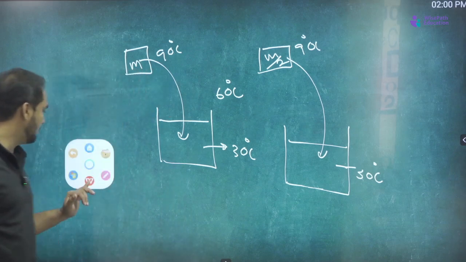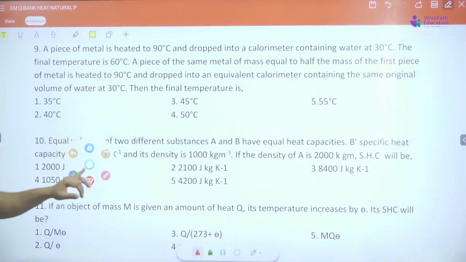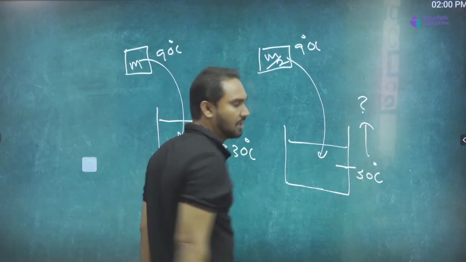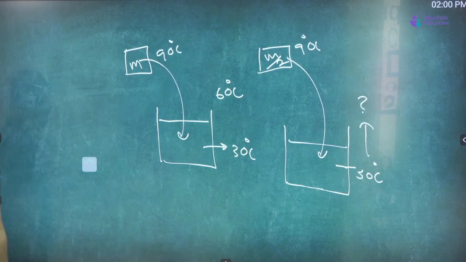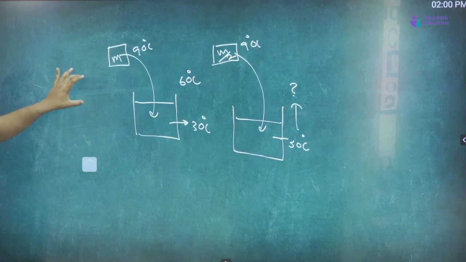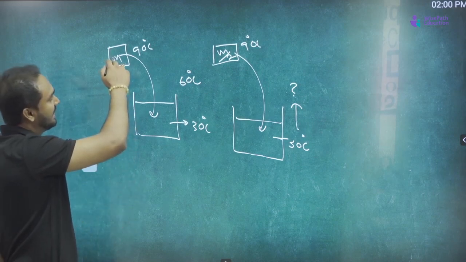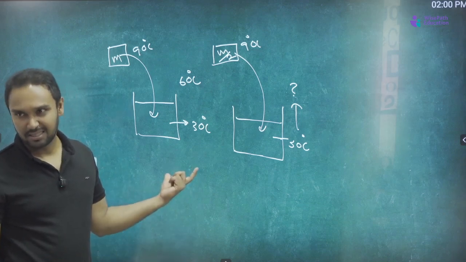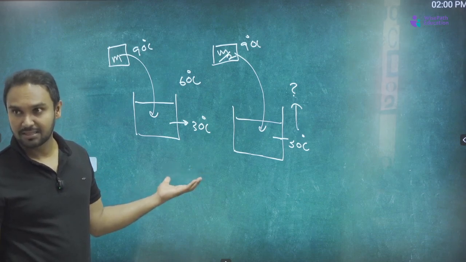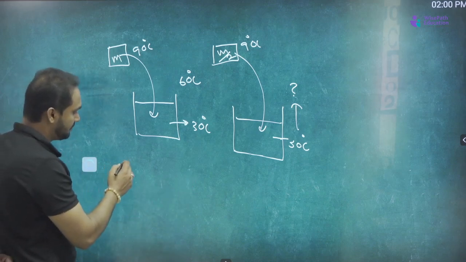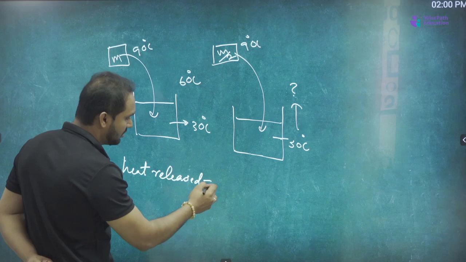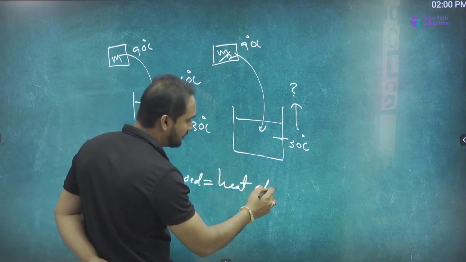And they are asking for the final temperature of this, right? So how are you going to find it? You have to put two equations here. So the first equation: the heat released by the metal should equal the heat absorbed by the system, right? So heat released should equal the heat absorbed, isn't it?